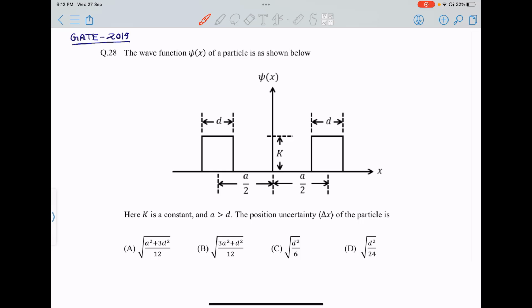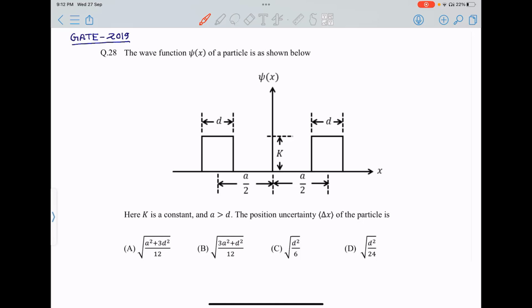The wave function psi(x) of a particle is as shown below. You can see the wave function given. Here k is a constant and a is greater than d. The position uncertainty delta x of the particle is, so the four options are given. So let me just try to solve the problem.